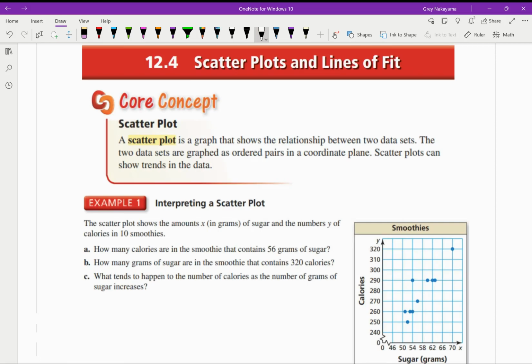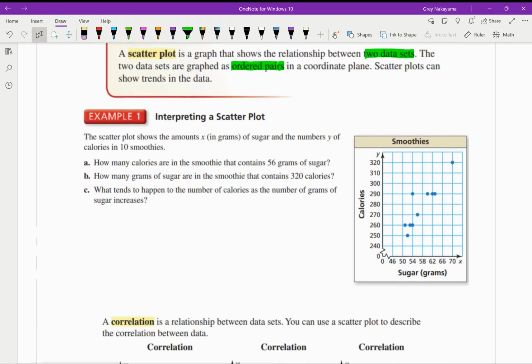Today's lesson is 12.4 Scatter Plots and Lines of Fit. I believe you did this again in middle school, so hopefully this is a review. But remember that a scatter plot is a graph that shows a relationship between two data sets. The two data sets are graphed as ordered pairs in a coordinate plane, and they show trends in data. So first off, making sure you can interpret a scatter plot.